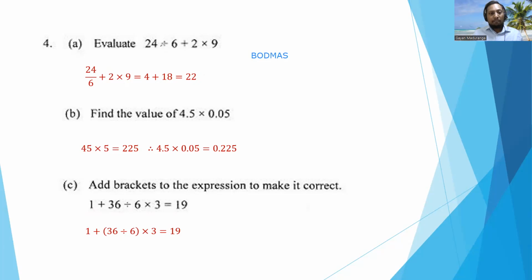So here, there's a division. So I write 24 over 6 and then plus and then multiply by 9. So before plus, we can perform this division and this multiplication. 24 over 6 is 4, right? And 2 times 9 is 18. Then simply you can add it. Final answer is 22.